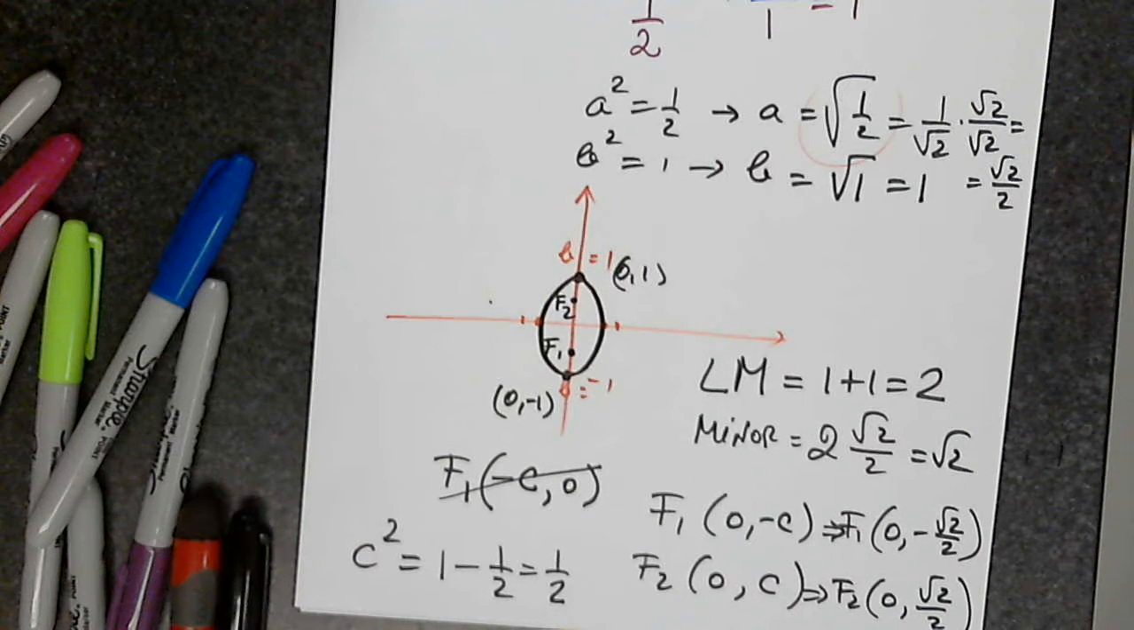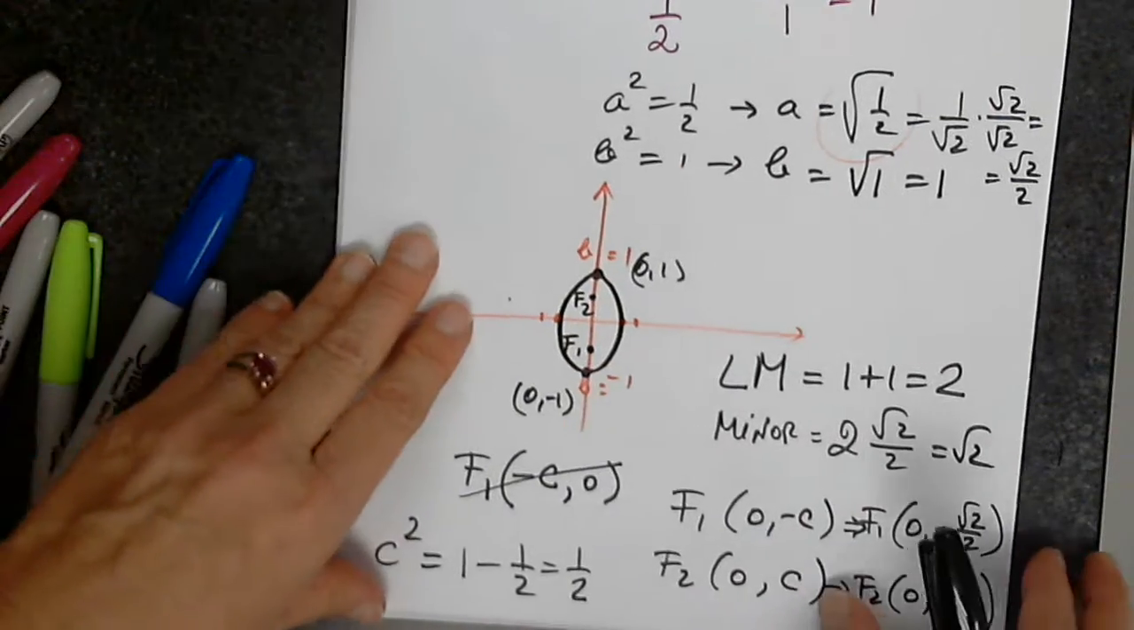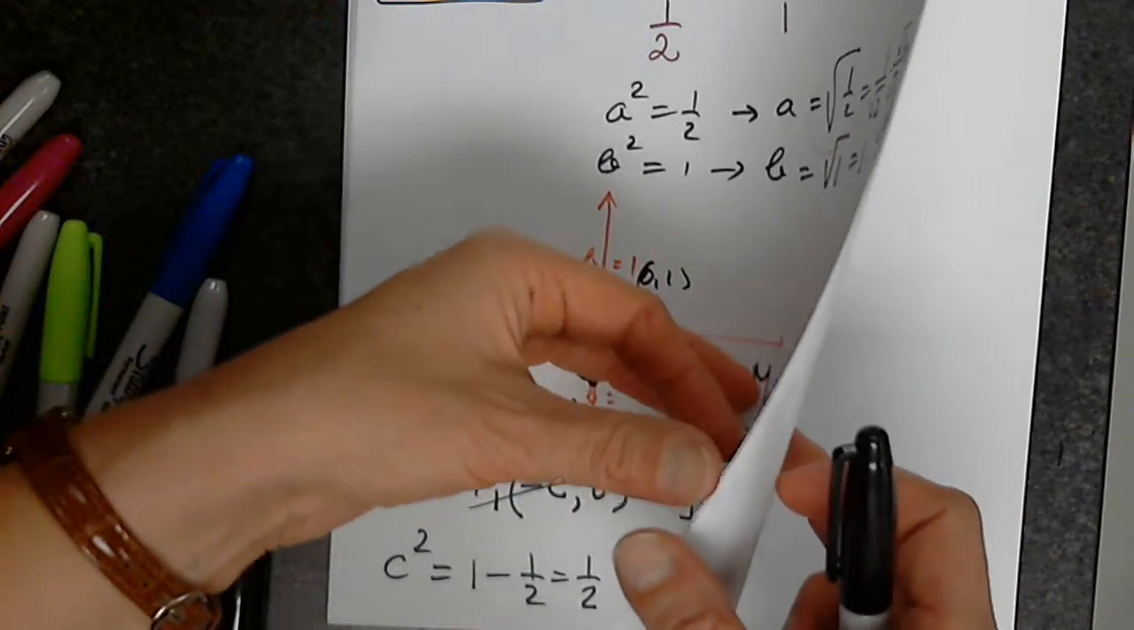Vertices were determined. Foci, yes. The length of the major axis, yes. The length of the minor axis, yes. Sketching the graph, yes. The eccentricity now. The eccentricity by definition is c divided by the larger of the two. So it depends, right? In this case, it's 1, yes. If you want to switch the notation, you can.